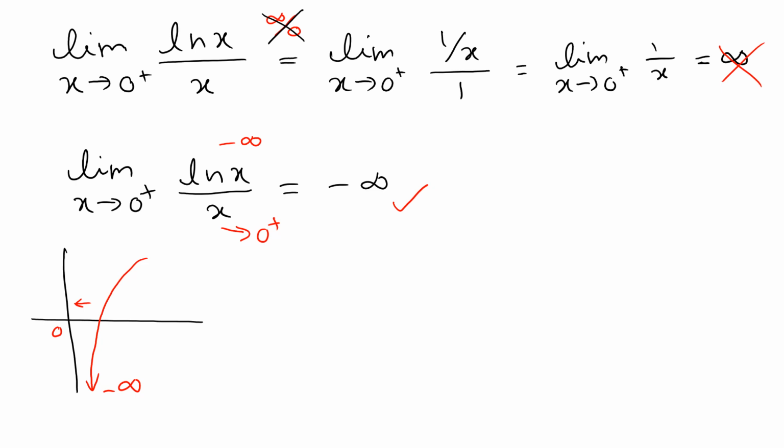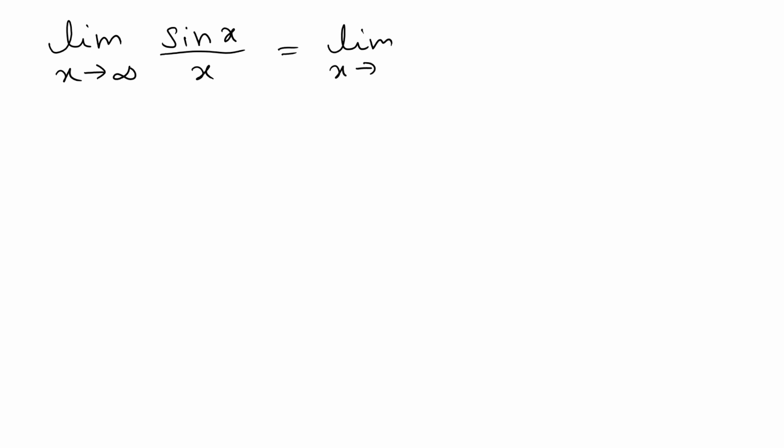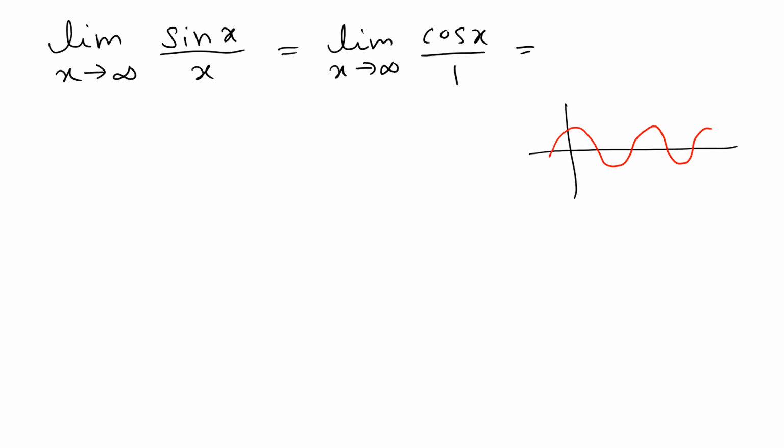Okay, so let's look at another one. You remember this problem, a very familiar one: the limit as x goes to infinity of sin x over x. Let's say again, without checking the conditions, you just take the derivative. The limit as x goes to infinity, the derivative of sin x is cosine x, and the bottom is 1. Now we know that cosine is an oscillating function. It's going to oscillate between 1 and negative 1.